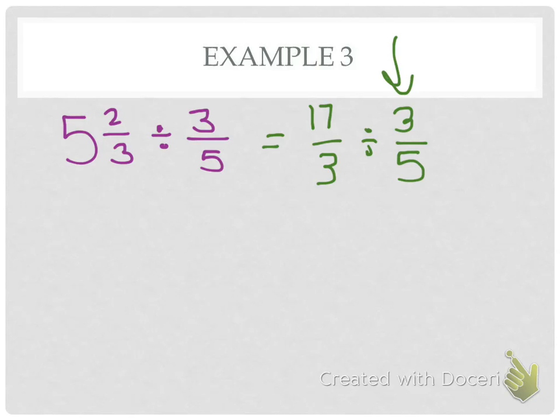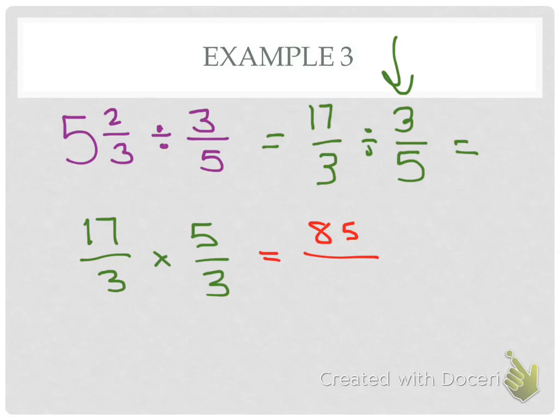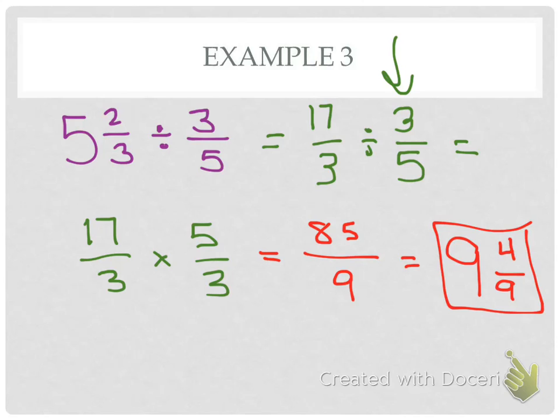Now we can do the reciprocal and say 17/3 times 5/3. We cannot reduce any part of that, so we're just going to multiply 17 times 5, which is 85 over 9. Then you're going to divide and you get 9 4/9. And that would be your answer.